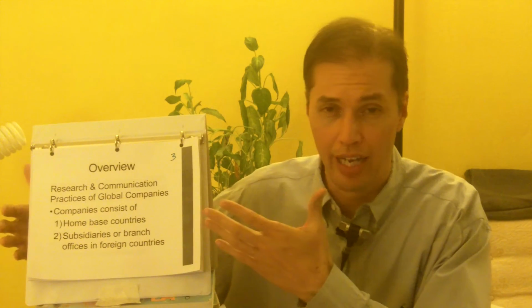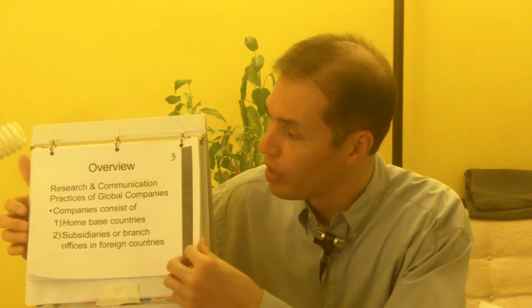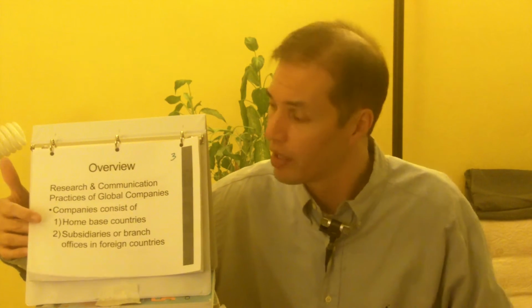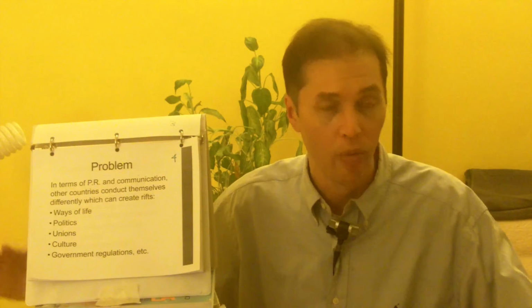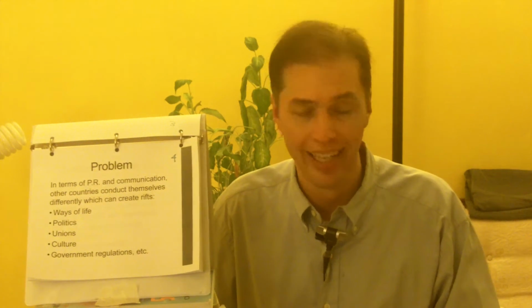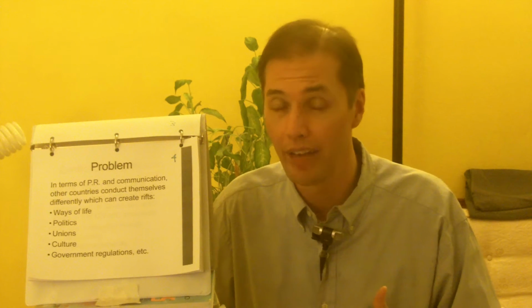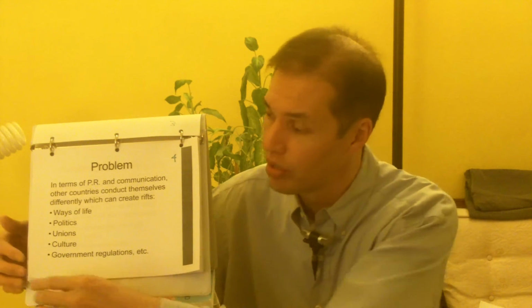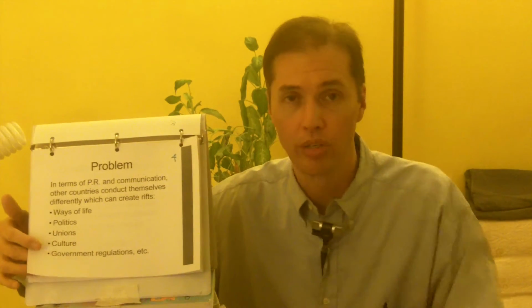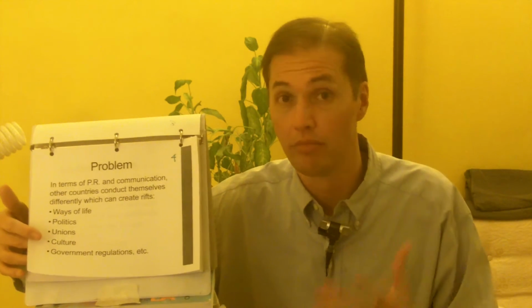So let's take a look at this. We're going to start, high-tech flip chart here. We're going to start with the overview. Within the overview, obviously, you have your home base, and then you have your branch offices in different countries. So that's one of the first things they address in terms of the chapter. Well, they talk about the problems in terms of public relation and communication. Different countries obviously do things differently. Different culture, different way of life, different standards, different structures, different unions, the way workers are handled. So they talk about some of the challenges within the bigger companies.